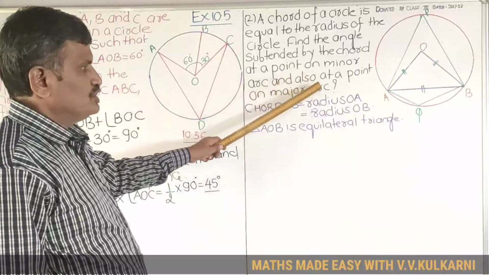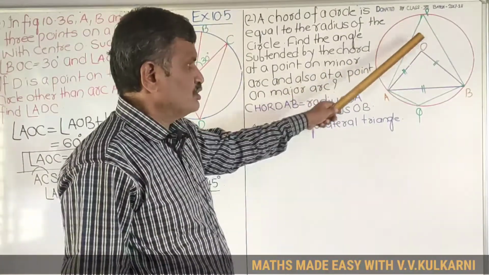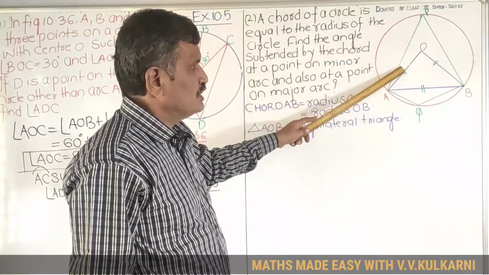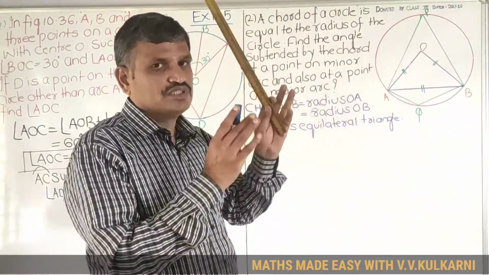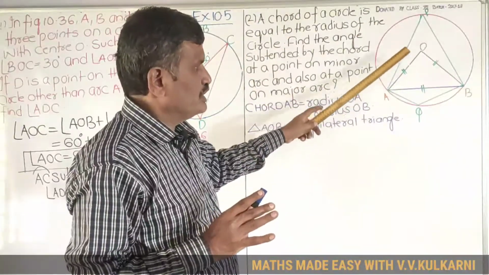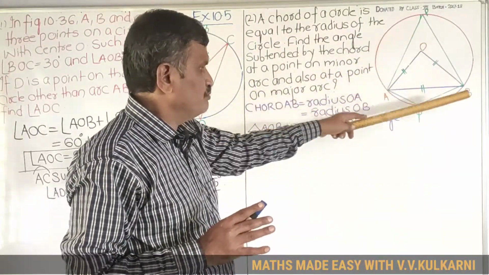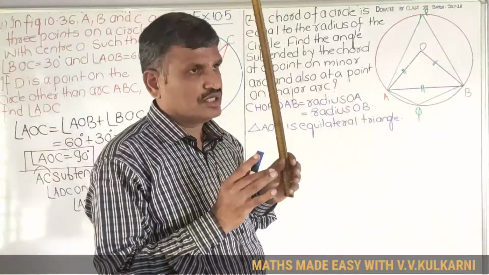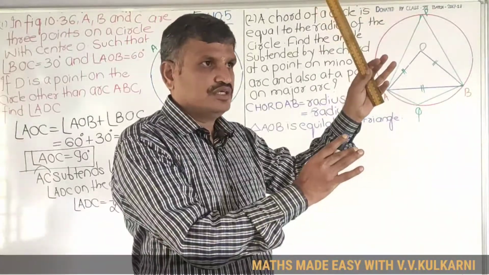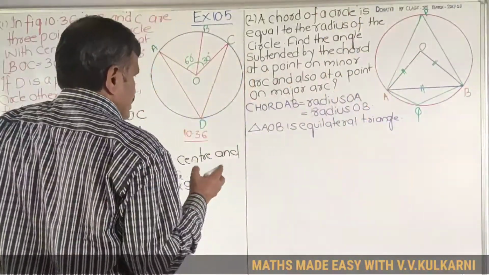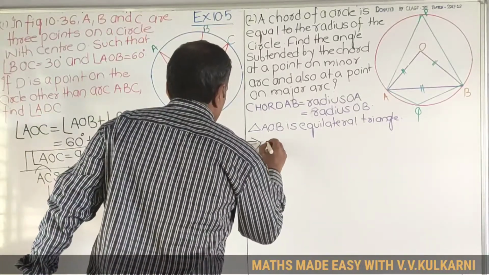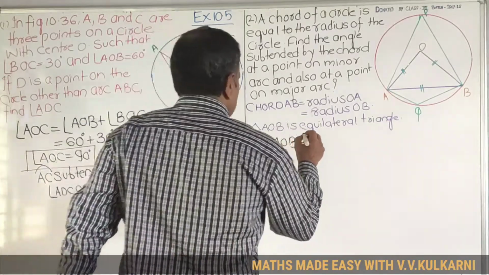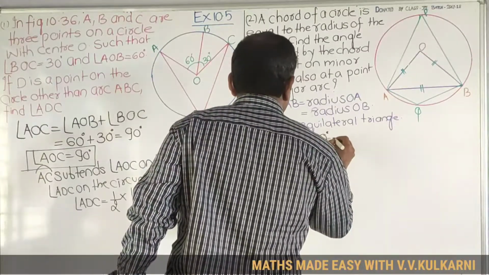Chord AB is equal to radius OA is equal to radius OB. So what I mean is the three sides become equal. If the chord of a circle becomes equal to the radius, then this triangle OAB becomes an equilateral triangle. And if it becomes an equilateral triangle, children, all angles are equal to 60 degrees. And if all angles are 60 degrees, then I can say that angle AOB is equal to 60 degrees.